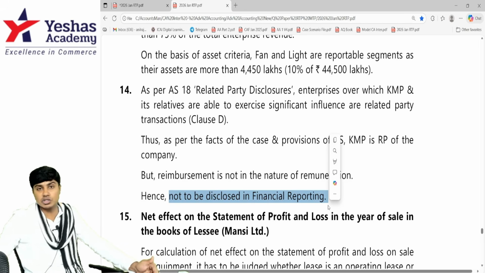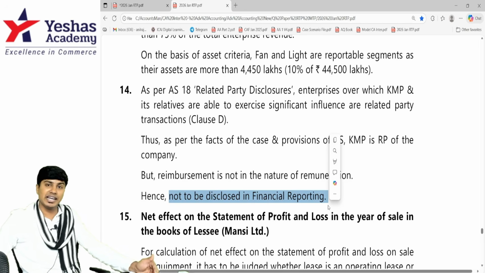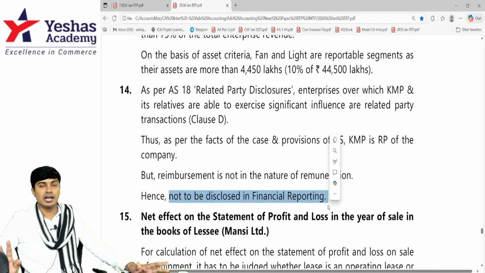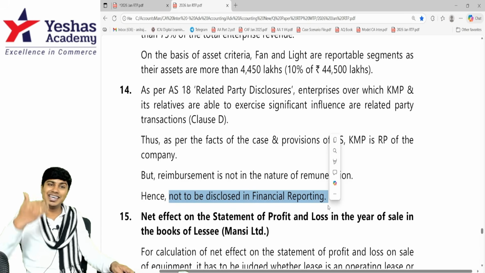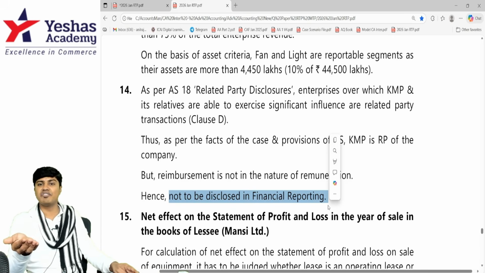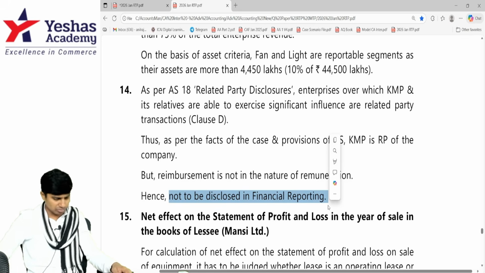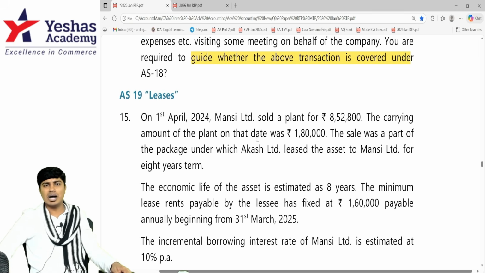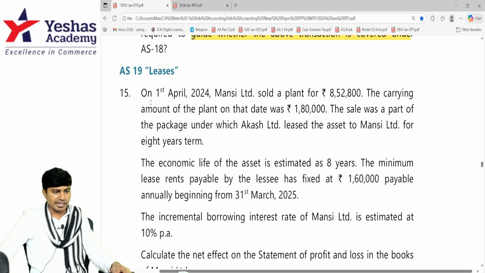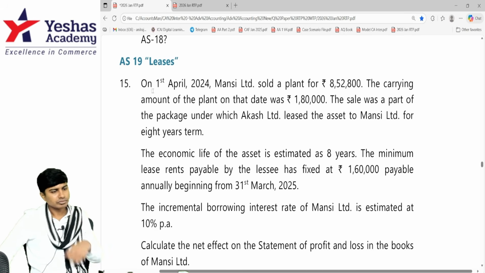Is this supposed to be disclosed separately? No. Is he a related party? Yes. And are his relatives also related parties? Yes. Reason? Because he can influence significantly. He can have significant influence over the company. We're done with the 14th question, which is on accounting standard 18. Let's now move to accounting standard 19, leases question. Accounting standard 19 leases, question number 15.